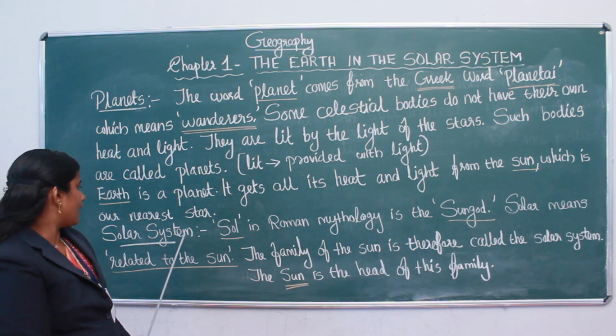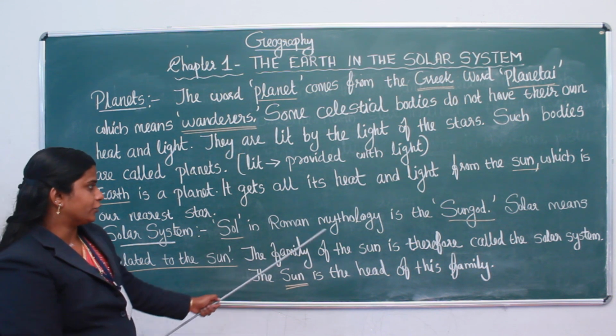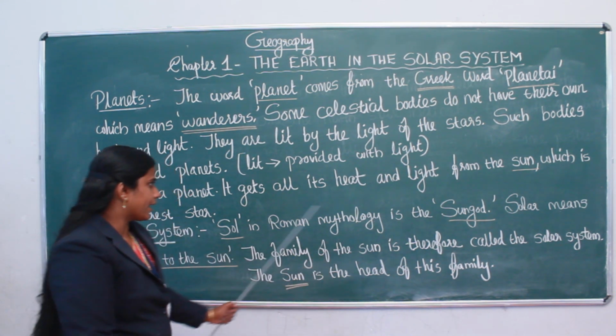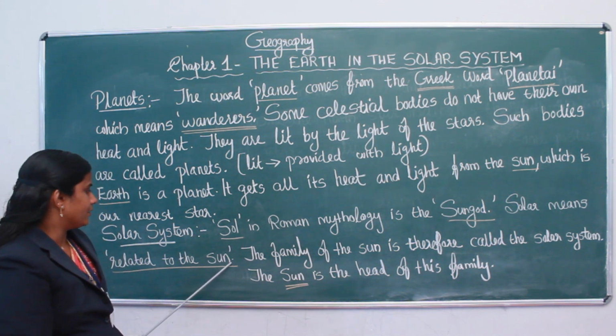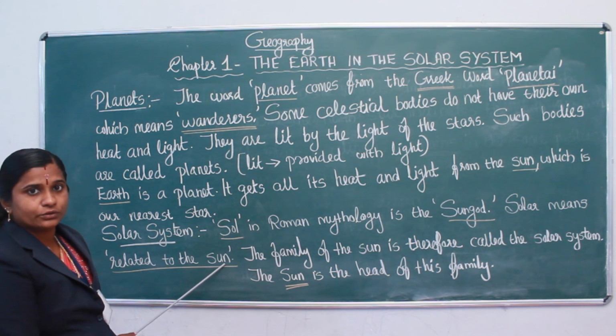Next is the solar system. Sol in Roman mythology is the sun god. Solar means related to the sun. What is the meaning of solar? Related to the sun.